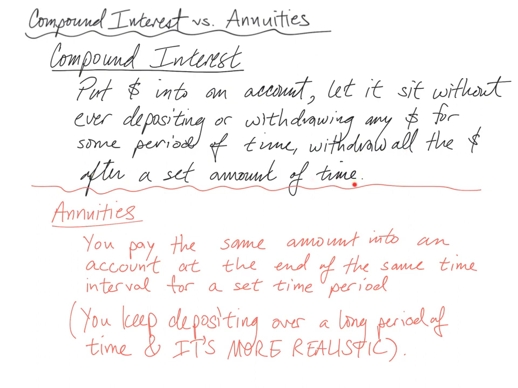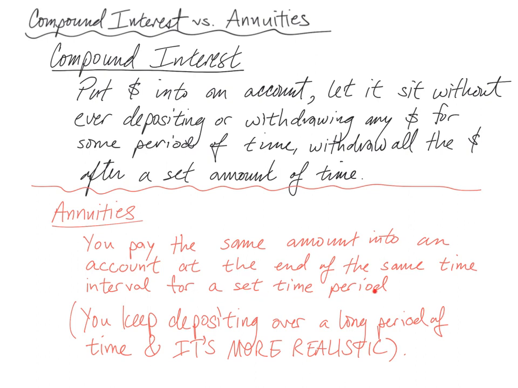And that really doesn't sit well with how the real world works. This is where we enter annuities. So annuities allow you to pay the same amount into an account at the end of the same time interval. So I was explaining that already. It's like you can pay the same amount into a savings account at the end of every month. And you can pay the same amount into an IRA every single month.